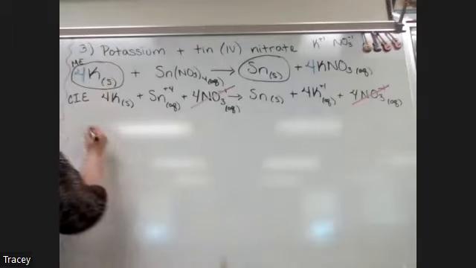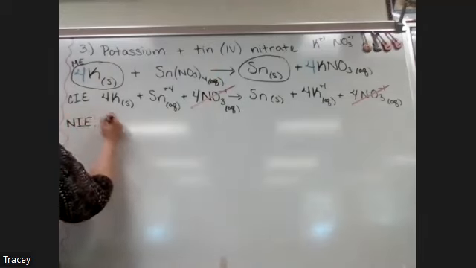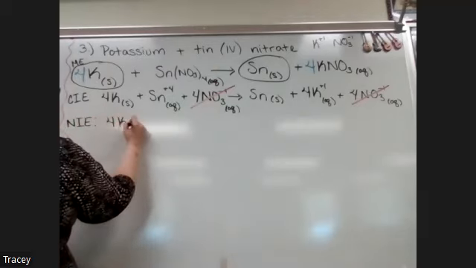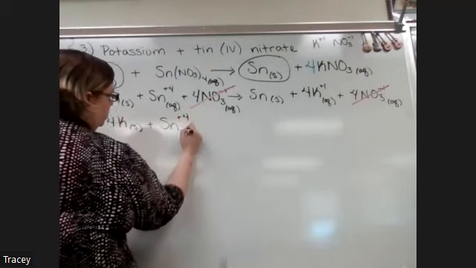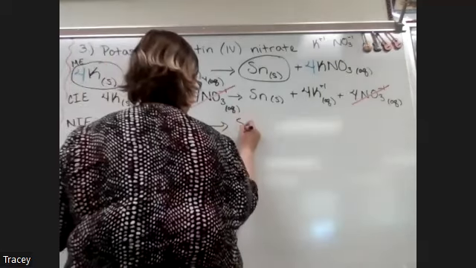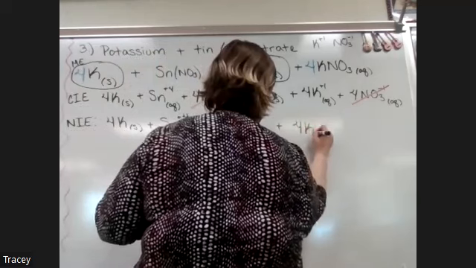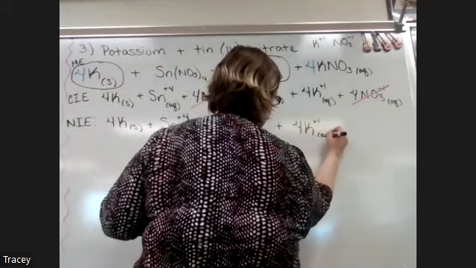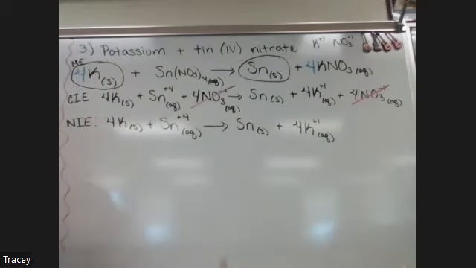So now the net ionic equation rewrites what we haven't canceled out. So we have 4 K solid plus Sn +4 aqueous yields Sn solid plus 4 K+1 aqueous. So that's a complete and net ionic equation.